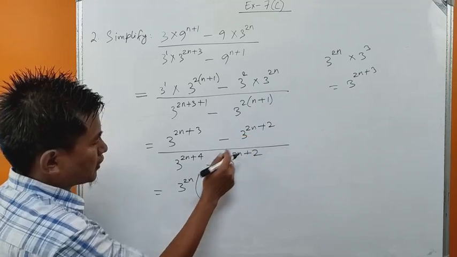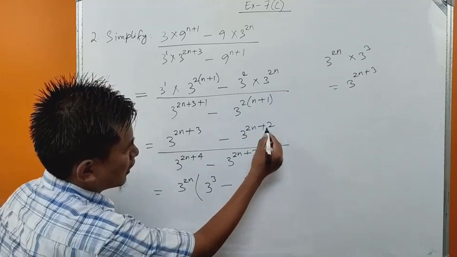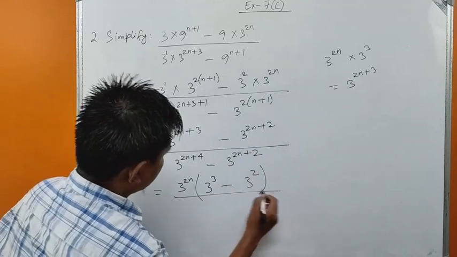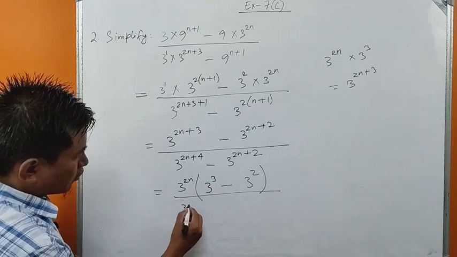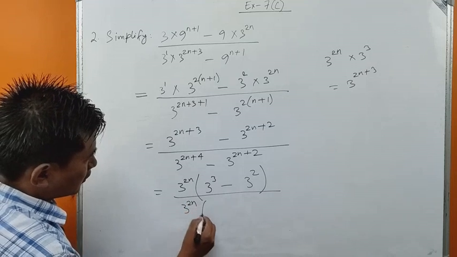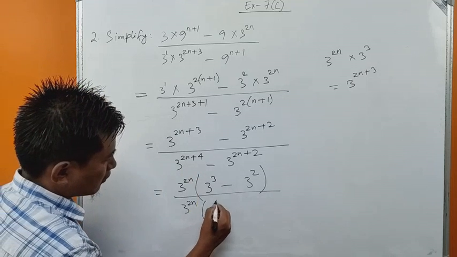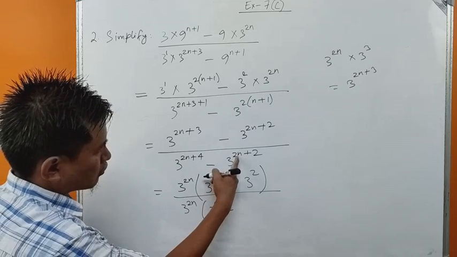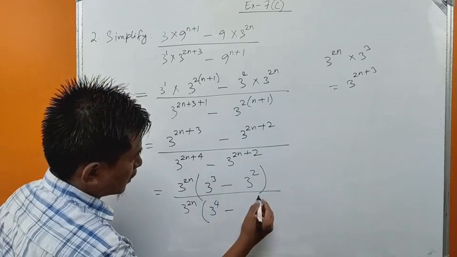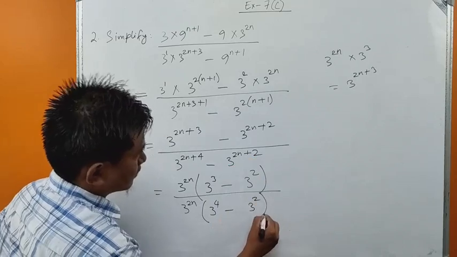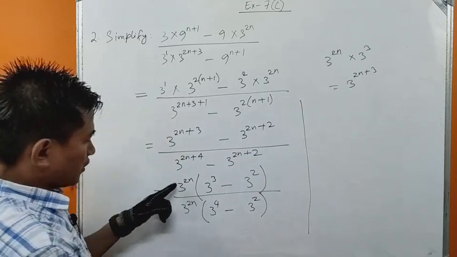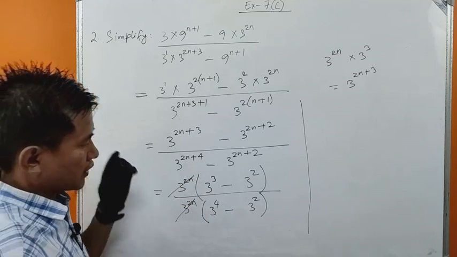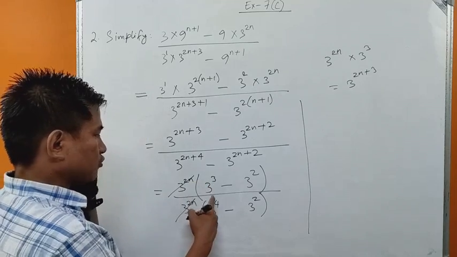Minus 3 to the power 2n is taken common, so 3 squared remains within the bracket, whole upon 3 to the power 2n. From the denominator also we take the common out, and 3 to the power 4 remains within the bracket. Minus 3 to the power 2n is taken out, so 3 squared will remain within the bracket. Let me continue here. This 3 to the power 2n and 3 to the power 2n, same number, we must cancel them. So 3 cubed is 27, isn't it?